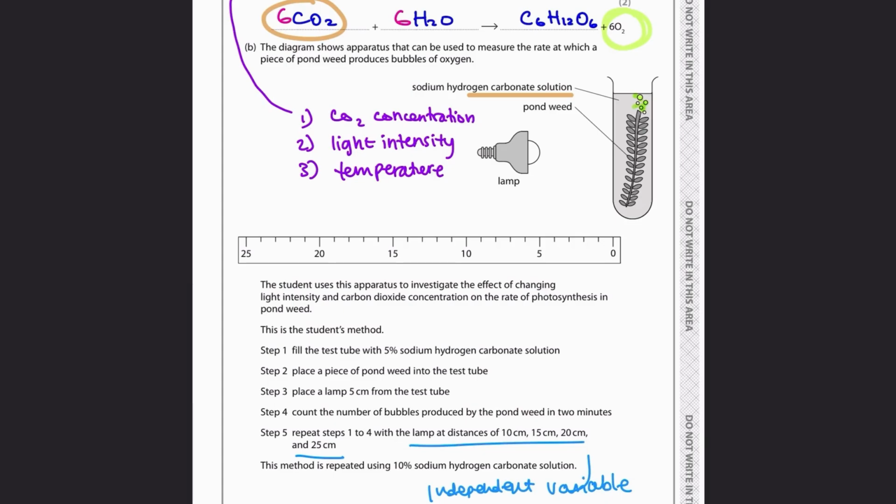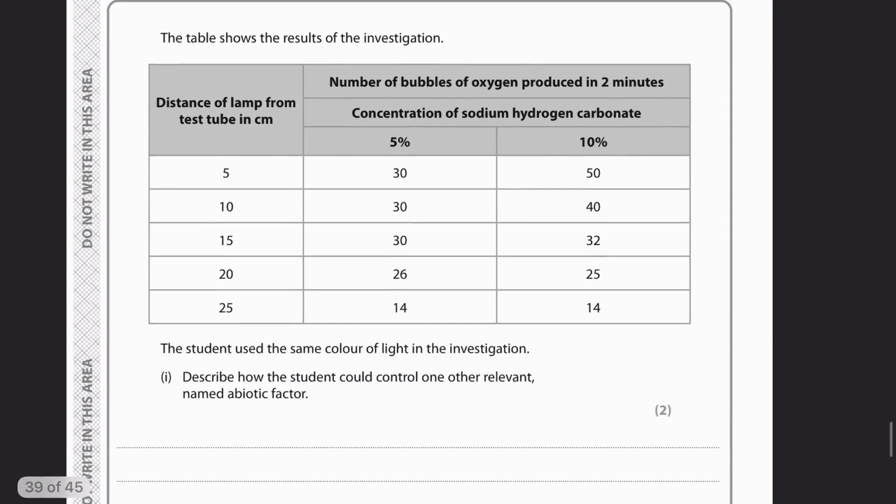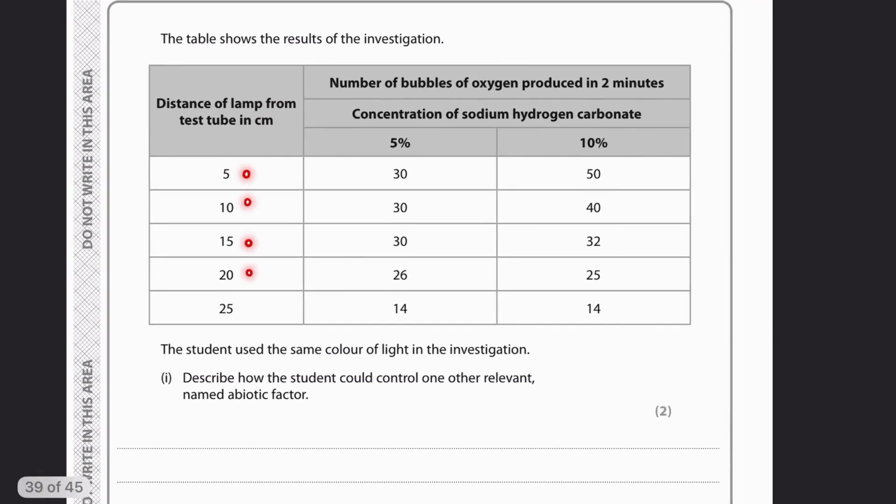And then he repeats the whole thing from 5% to 10%. So that's what he's doing. And this table here shows you his results. So he moves the lamp farther away, and then he counts the number of bubbles of oxygen in 2 minutes for each of those distances, and then he repeats it at 5 and then for 10% sodium hydrogen carbonate.